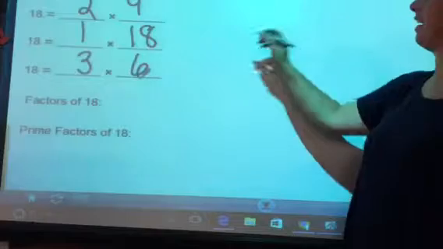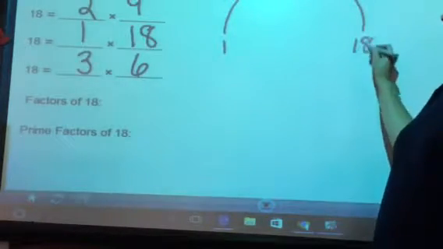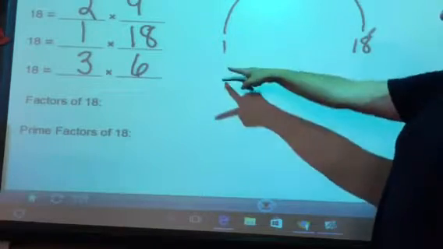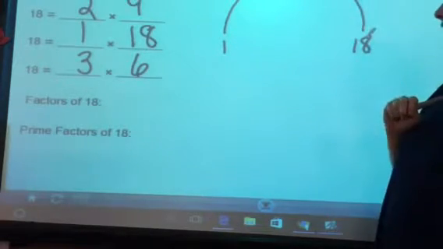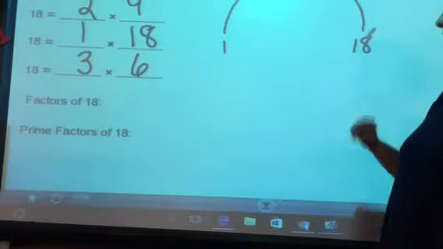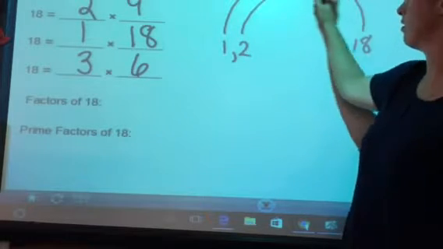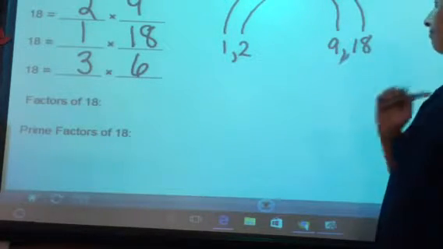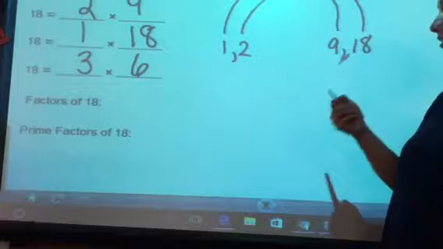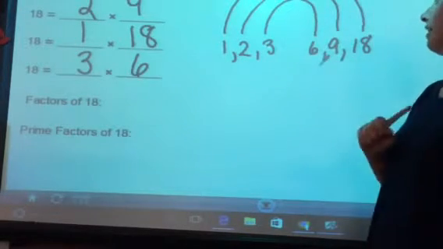One method that I like is the rainbow method. What I like about it is it doesn't really allow you to miss any. You start by making the outside of your rainbow with 1 and whatever number you're looking for, like 1 and 18. And then you try 2. So 2 works because 2 times 9 is 18. And then you try 3. 3 times 6 is 18.